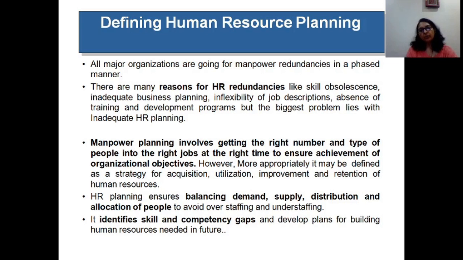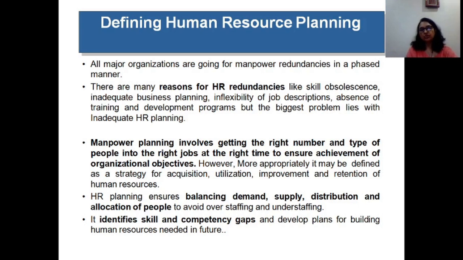Some organizations do not have a policy of retraining their workforce. But the biggest problem lies with inadequate human resource planning. So manpower planning involves getting the right number and type of people into the right jobs at the right time to ensure achievement of organizational objectives.